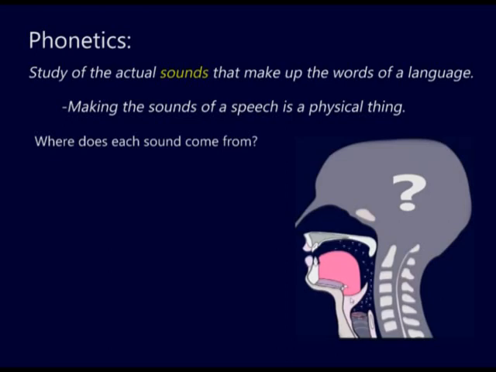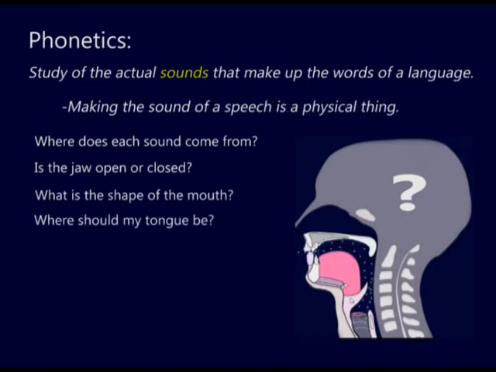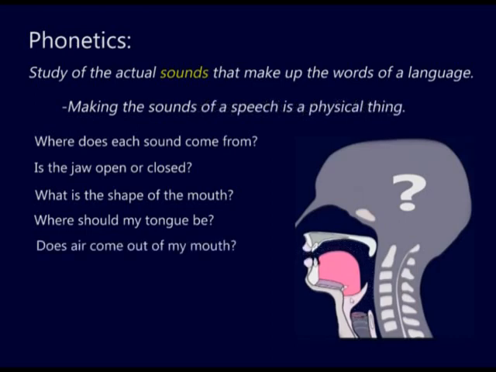Where does each sound come from? Is the jaw open or closed? What shape is my mouth? Where should my tongue be? Does air come out of my mouth when I say the sound? Is it voiced? Incorrect pronunciation is almost always the result of trying to produce a sound in a way that's physically incorrect.